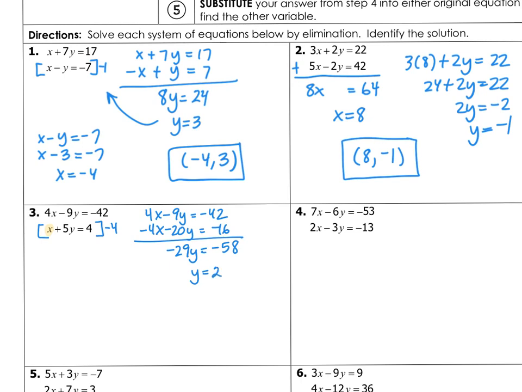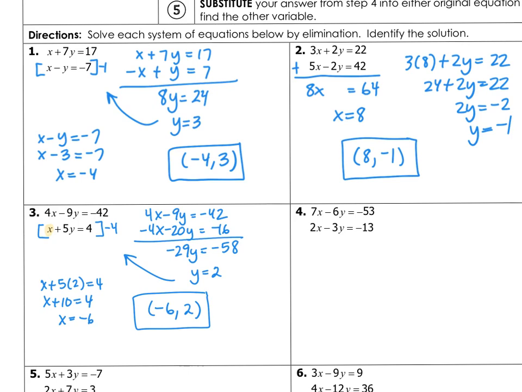So once I know y is 2, I'll plug it back into either one of those. It really doesn't matter. So I'm going to choose the bottom one because it looks like smaller numbers and less negatives. So I get x is -6. So it's -6, 2. Be sure and put those in the right order. Always x first, y second.